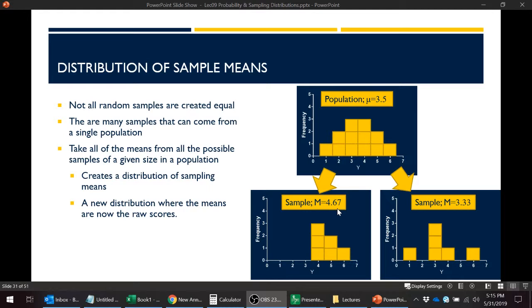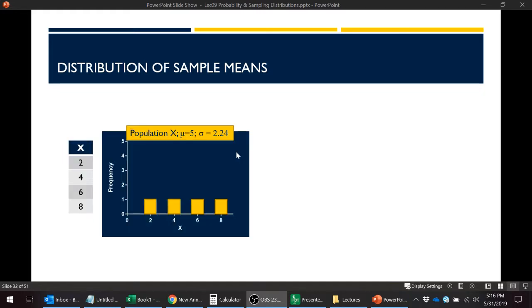So in this instance, what we have now is the raw scores for this new data set being the sample means of a population, all the possible sample means specifically. All right, so let's take this population, Population X. It has a mean of 5 and a standard deviation of 2.24. There are 4 scores in this population, 2, 4, 6, and 8. So it's a very small population, but it's going to help illustrate this.